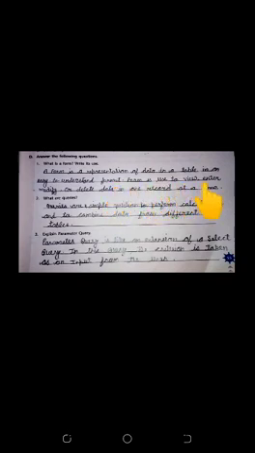Form is used to view, enter, modify or delete data in one record at a time. I am repeating the answer. A form is a representation of data in a table in an easy to understand format. Form is used to view, enter, modify or delete data in one record at a time.